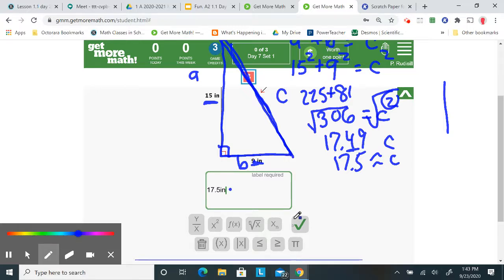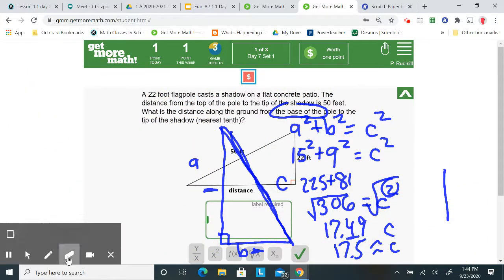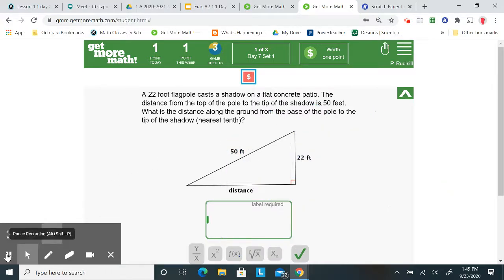Let's see if we got it right. Let's go off the pen tool though. Click on it. Got it. Now I got to erase what I have there. Let's get rid of all this. All right, I'm ready to roll again.